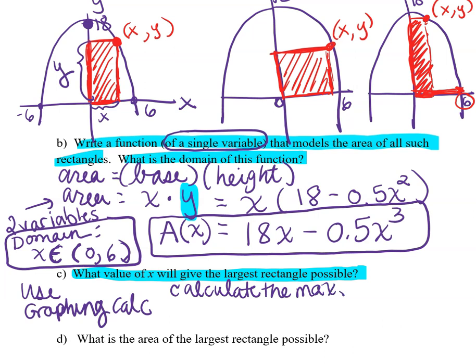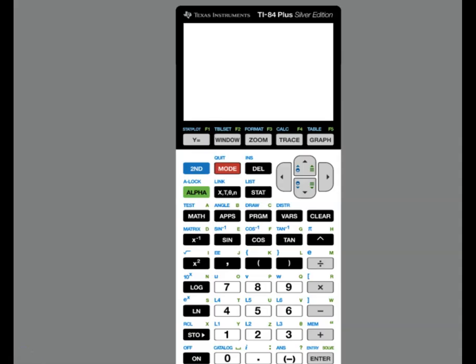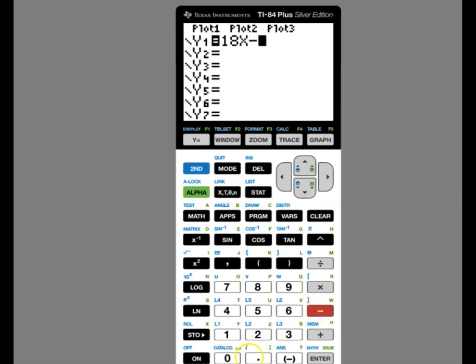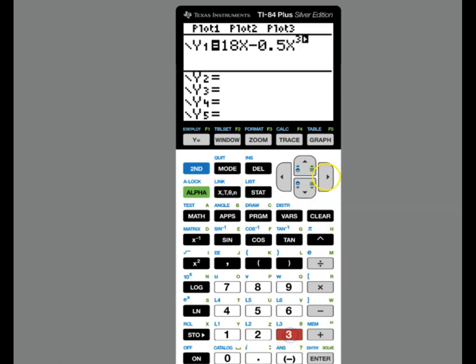And really, once we calculate the max, that's going to actually help us answer part C and part D. So if we turn on our calculators, we're going to want to hit y equals. We will put in our function 18x minus 0.5x and hit the caret cube.